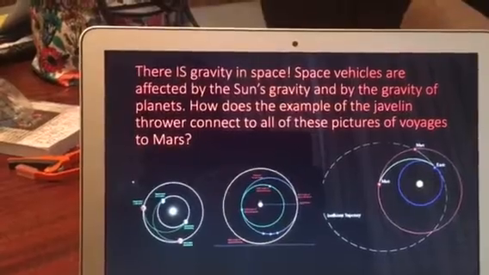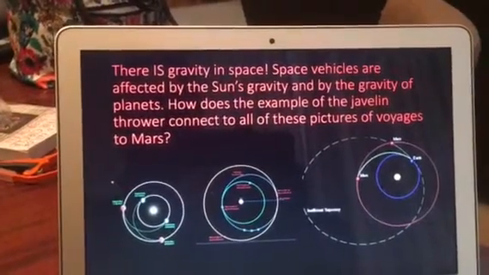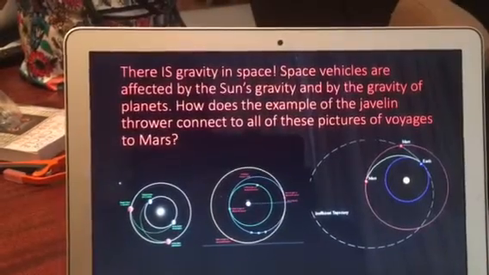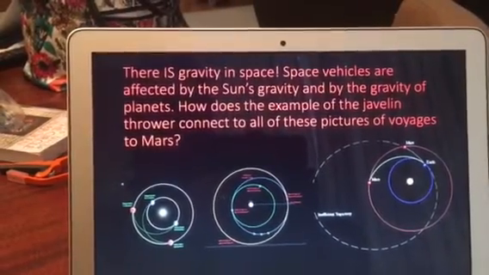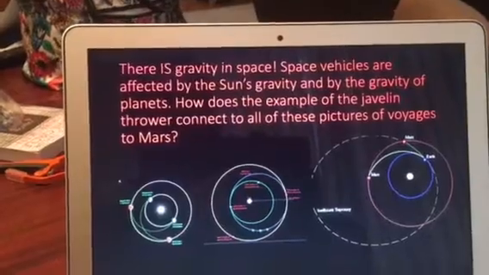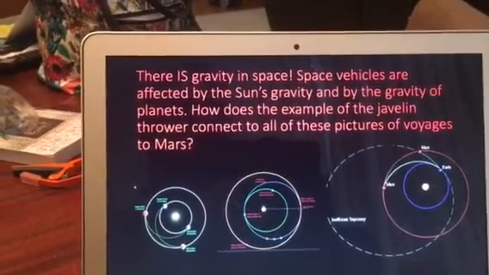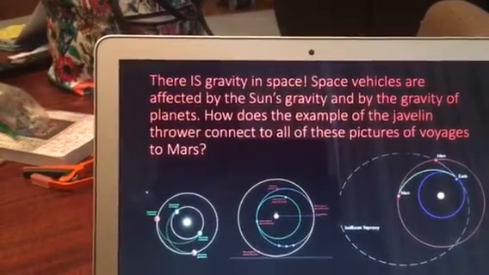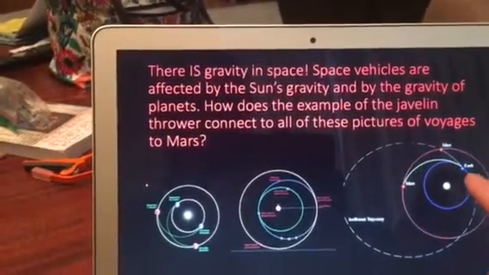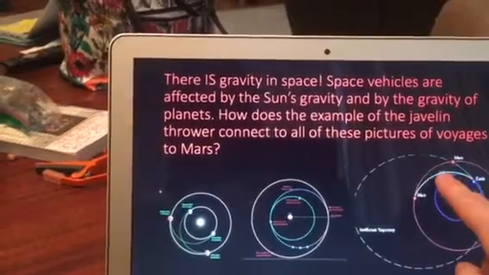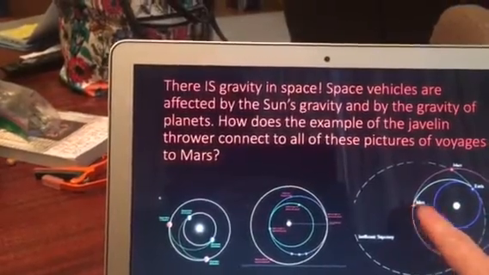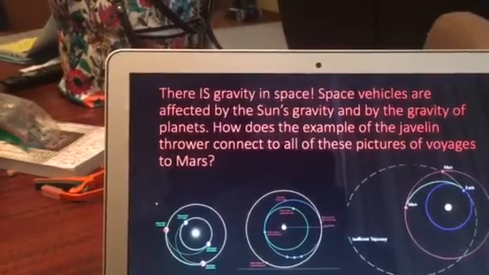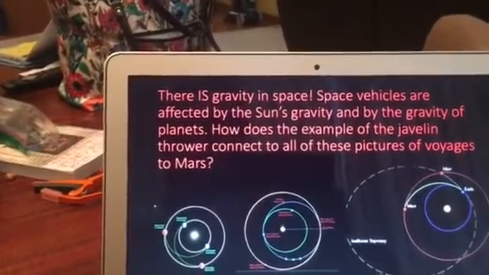Okay, so when I looked up all these different, I call them launch windows, it talked about how space vehicles are affected by the sun's gravity and the gravity of the planets. And so how does the javelin compare to these pictures? So here's Earth, and that's where we throw it. Now the Earth and Mars are closer together at certain periods because Mars has a wonky orbit.